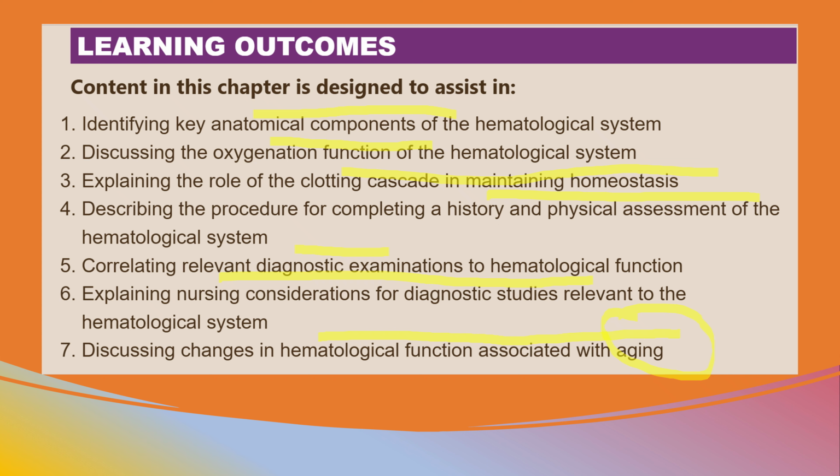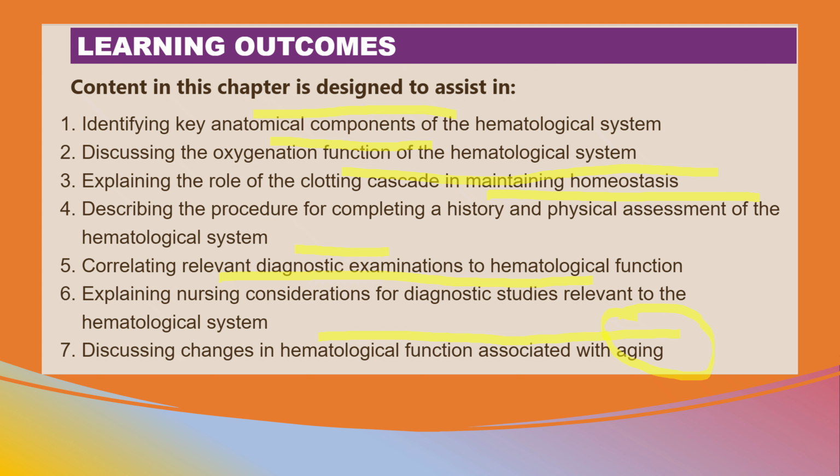Older adults may have lower hemoglobin levels, impaired immunity, and increased risk of anemia due to chronic disease or nutrition deficiency. Platelet function may also decline slightly. An example, imagine an elderly patient may have chronic anemia with no obvious bleeding due to reduced marrow activity.